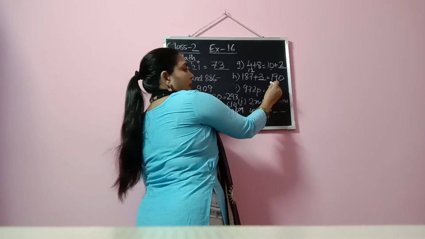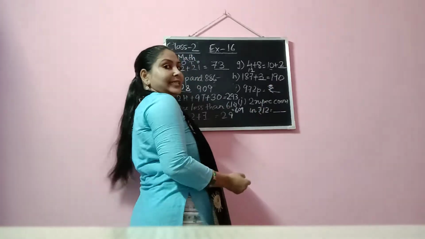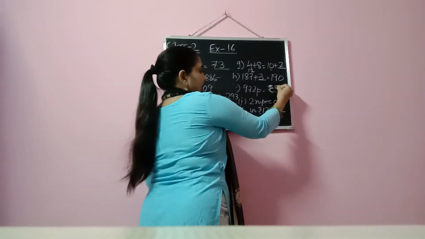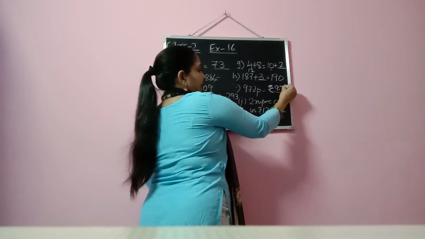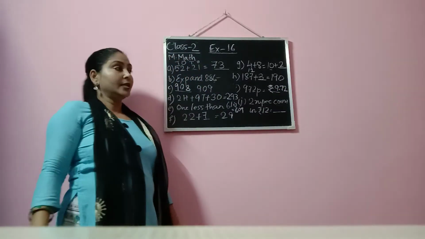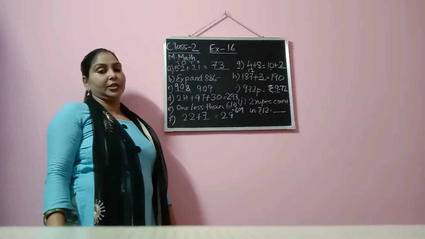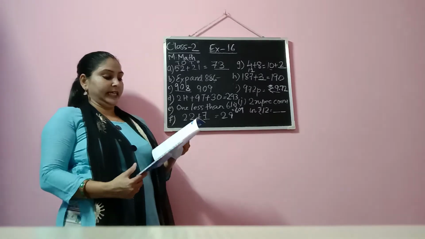Rupees, this is the rupees sign, and then we will write like this, 9.72. Okay. So now we move to the next question, the last question of this exercise.